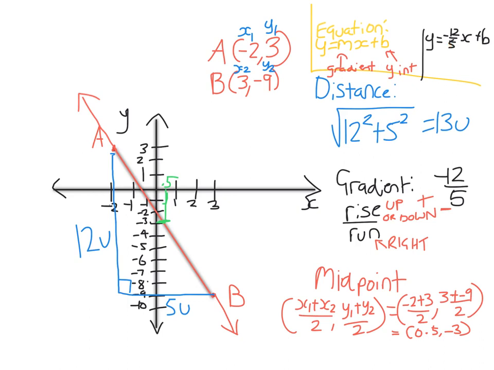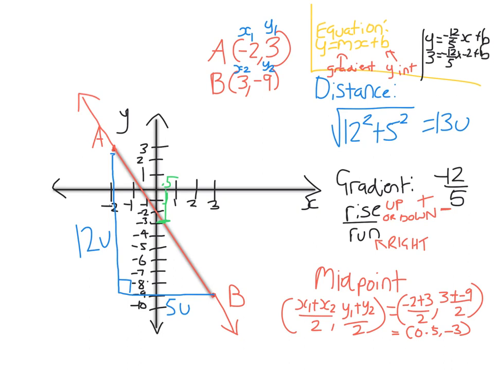What we're going to do is substitute in x and y, and then rearrange to find b. So how do I know what x and y equal? What you do is you substitute in either point. It doesn't matter whether I use point A or point B. So I'm going to substitute in point A. I'm going to substitute x for minus 2 and y for 3 into this equation. The whole point is I want to find b, what the y-intercept would be. So if I substitute y for 3 and x for minus 2, I get minus 12 over 5 times x, which is minus 2, plus b.